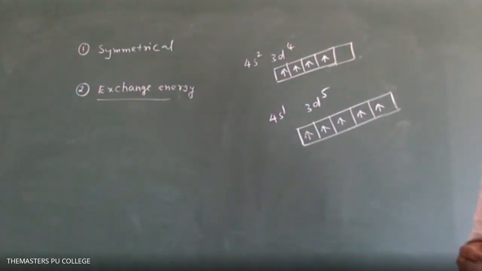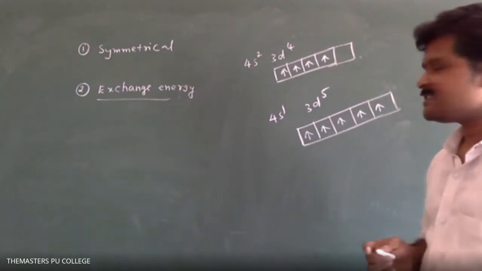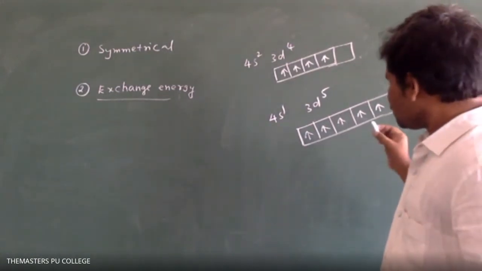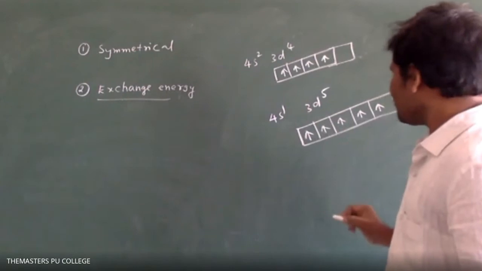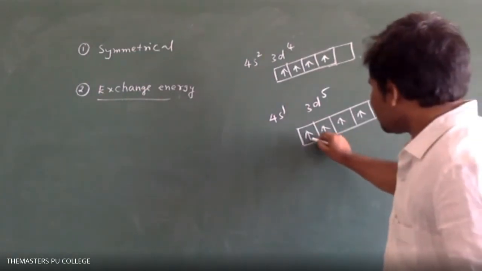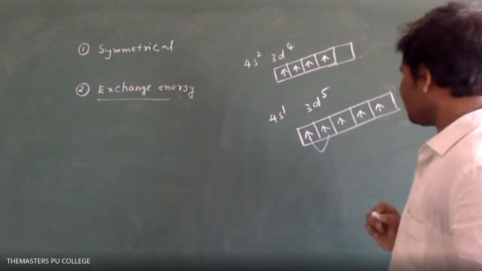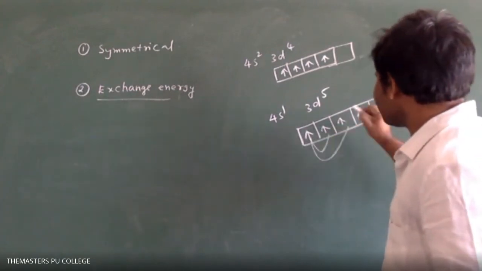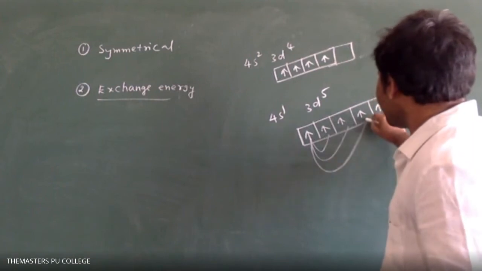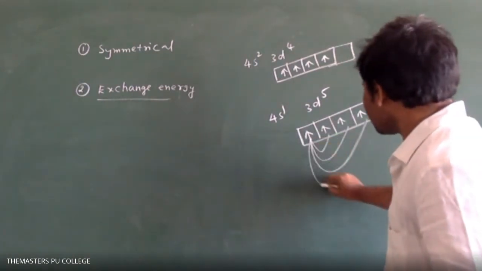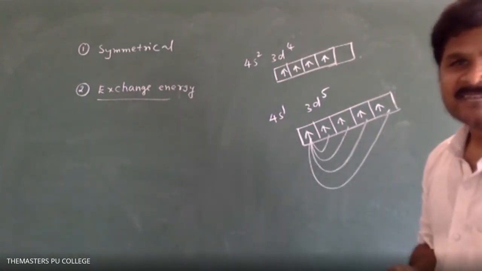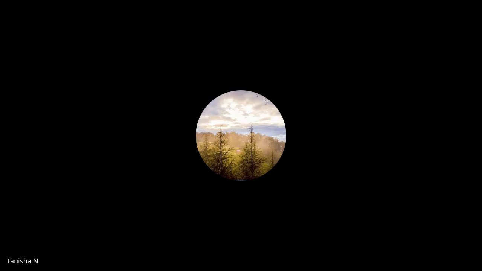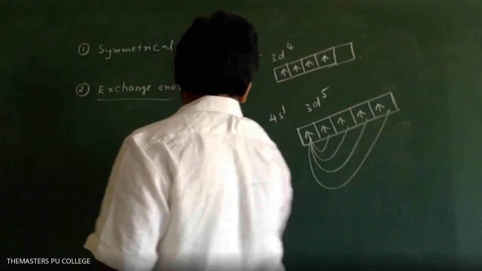Here I am talking about exchange energy. Exchange energy means, when an atom is involved in bonding, this electron may exchange with this electron, or this electron may exchange with that electron, and so on. If you take the first electron, how many exchanges are possible? 1, 2, 3, 4. So for the first electron, 4 exchanges are possible.